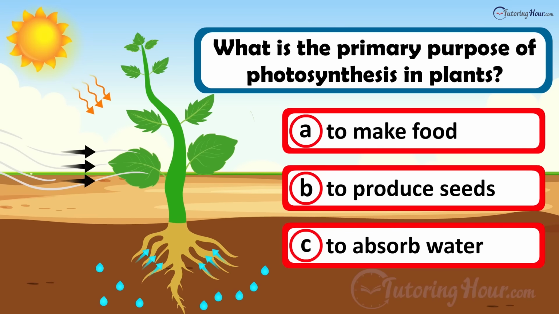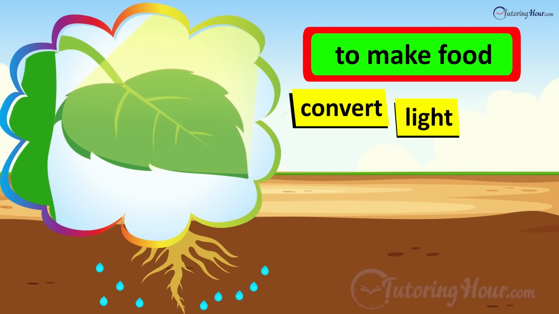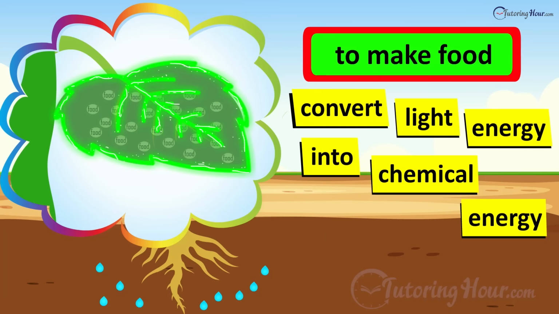The correct answer is to make food. The primary purpose of photosynthesis is to convert light energy into chemical energy in the form of glucose.